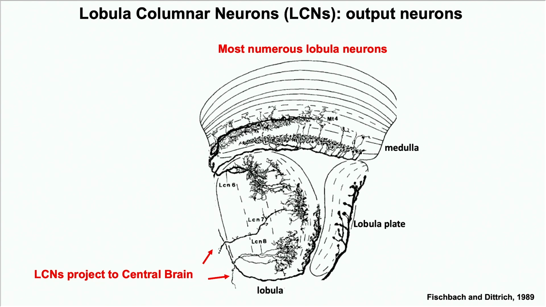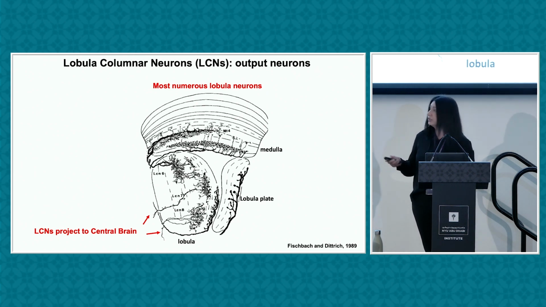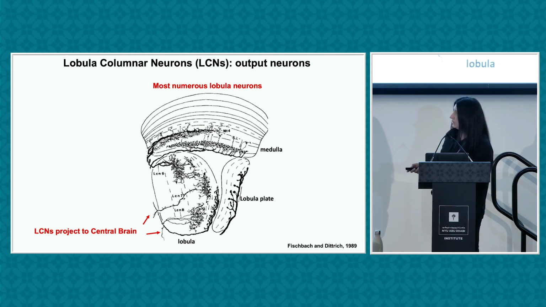So I wanted to study the lobula and focus on a subtype of neurons within the lobula called the lobular columnar neurons, or LCNs, or LCs as I will call them from now on. LC neurons are projection neurons, meaning that they receive information from the medulla and lobular plate, but they have axons that project out of the optic lobe and into the central brain for further processing of visual information. You can see these neurons have processes in the lobula and axons that go out to the central brain.